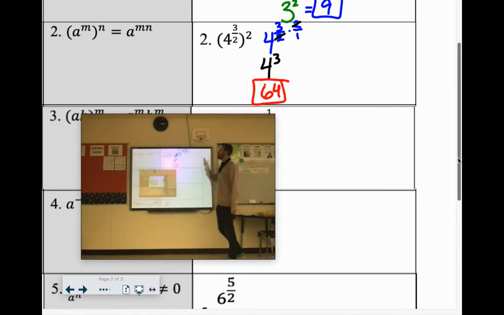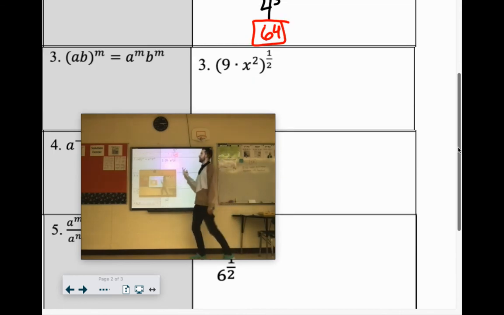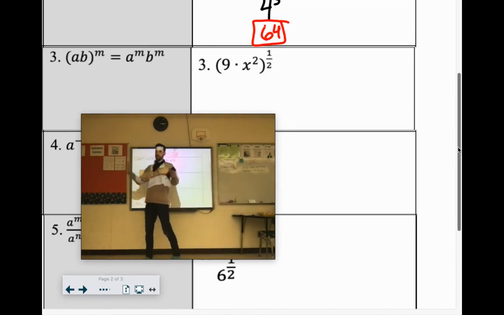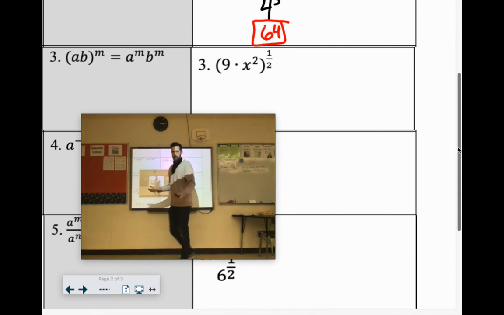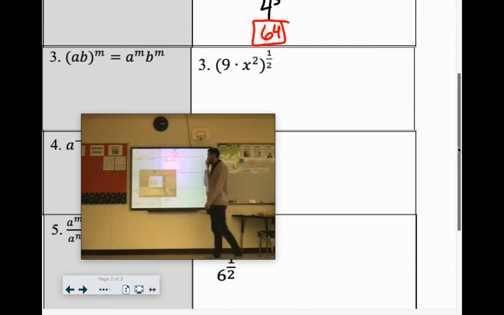When you have multiple things in the parentheses, and you're raising multiple things to that power, then you just multiply all those things by that exponent. Now, this one's a little goofy. You could multiply the exponent on the 9 times 1/2, and that would give you 9 to the 1/2 power. And 2 times 1/2 is 1, so you have 9 to the 1/2 power times x to the first.